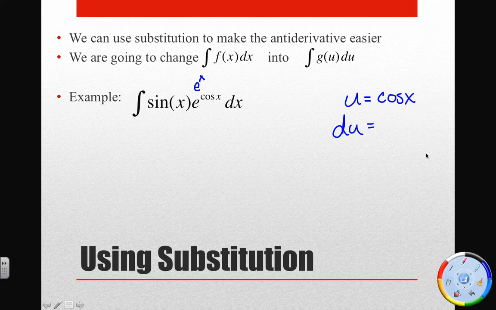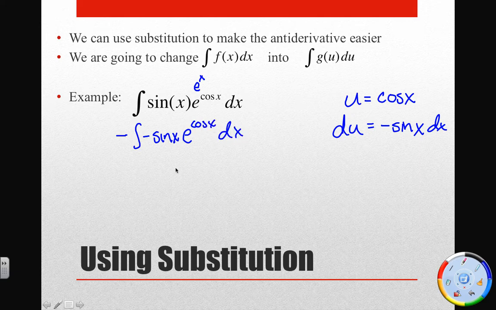So let's say u is cosine of x. Well, du is negative sine of x dx. That's very easy. And what I want you to notice here is if I rearrange this a little bit, I have a sine of x dx. But I don't have a negative sine of x dx. So I'm going to change this a little bit. And I hope everybody's comfortable with this. I just put in a negative, and negative times negative is going to make it positive. So I didn't change anything. But now I have a negative sine x dx.